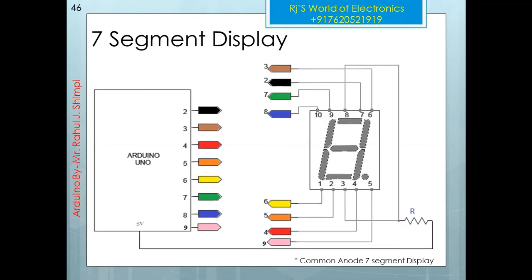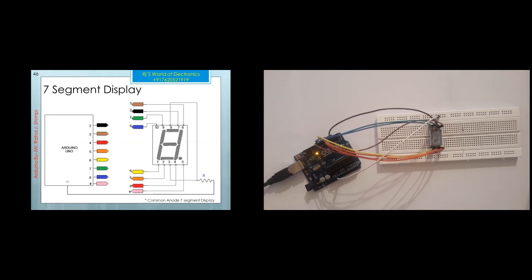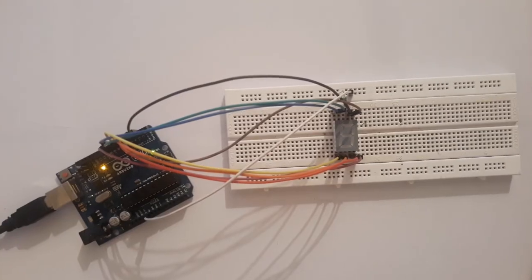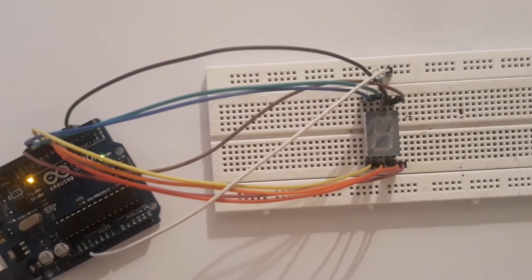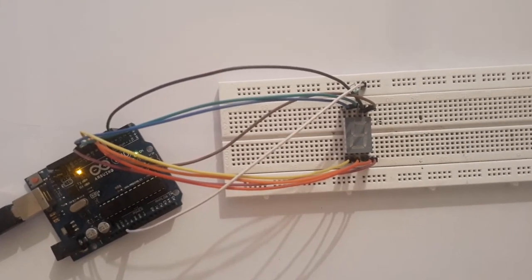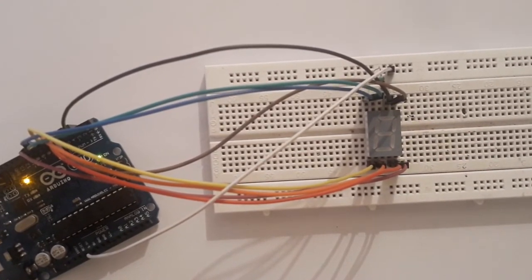Segment F is connected to digital pin 7 of Arduino. Segment G is connected to digital pin 8 of Arduino. DP is connected to digital pin 9 of Arduino. Also, a resistor is used to limit the current flow into the segment. Let me show you the demonstration. I have connected the 7-segment display as per the circuit diagram shown in the slide. Now we have to write a program for this circuit to display 0 to 9.